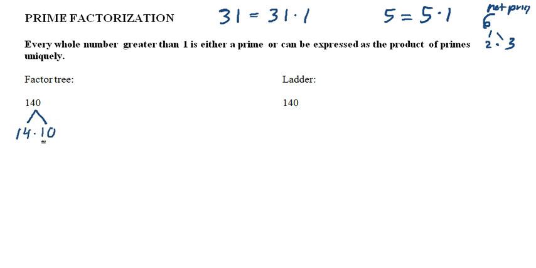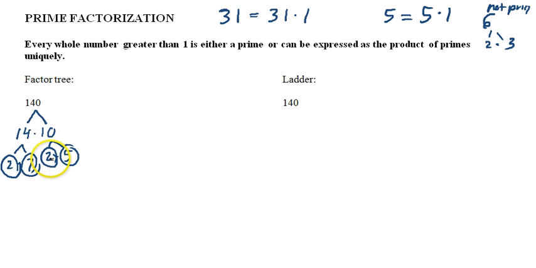Now it doesn't matter how you choose this, because every whole number greater than 1 can be expressed as a product of primes uniquely. There's only one set. It's one answer. So for 14, that would be 2 and 7. Oh, both of those are prime. Once you hit a prime, you want to stop and circle it. 10 is not prime because it can be made up of 2 and 5. Circle the 5, circle the 2.